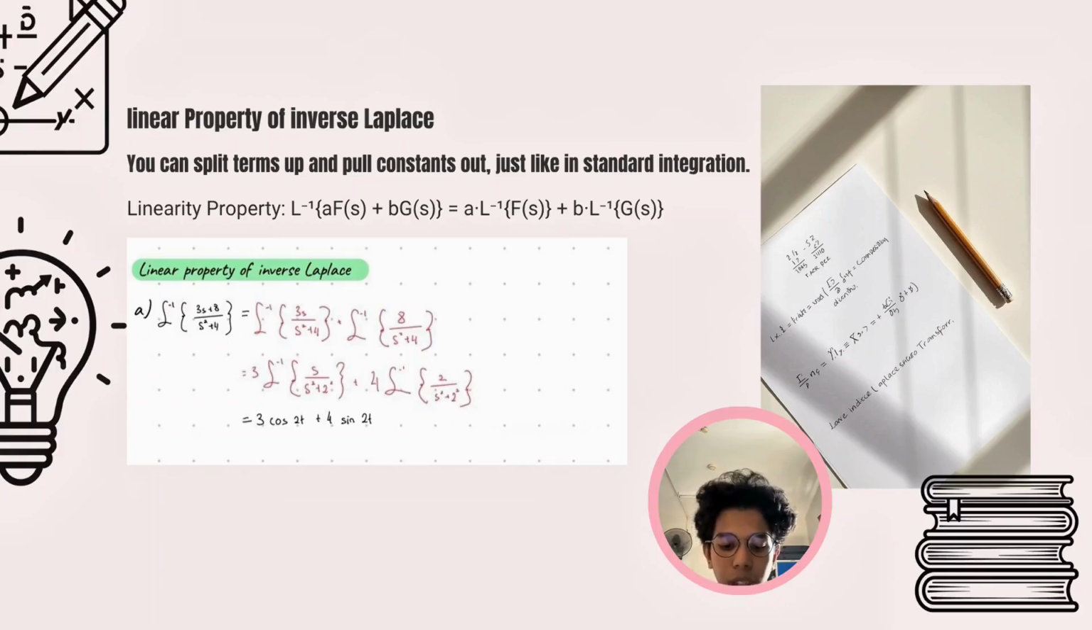We take the inverse transform. The first term becomes 3 cos 2t and the second term becomes 4 sin 2t. Putting it all together, our final answer is 3 cos 2t plus 4 sin 2t.